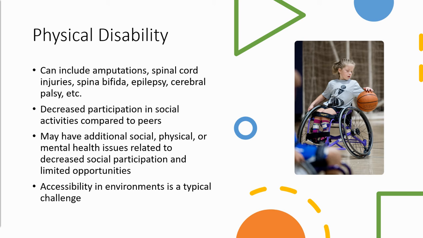For a child with a physical disability, there can be any number of things that are considered a physical disability. Some examples include amputations, spinal cord injury, spina bifida, epilepsy, cerebral palsy, and many more. Someone with a physical disability often has decreased participation in social activities compared to their peers due to that physical disability, and they may have additional social, physical, or mental health issues related to that decreased social participation and the limited opportunities. A main challenge for a child with a physical disability is accessibility in their environment as well as in activities.